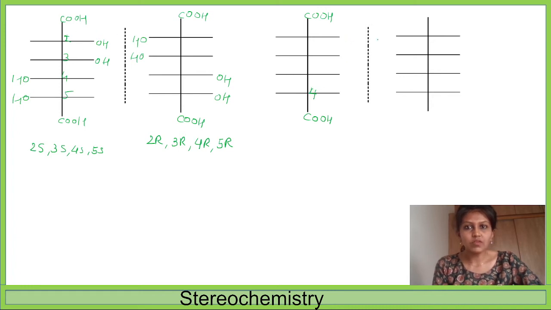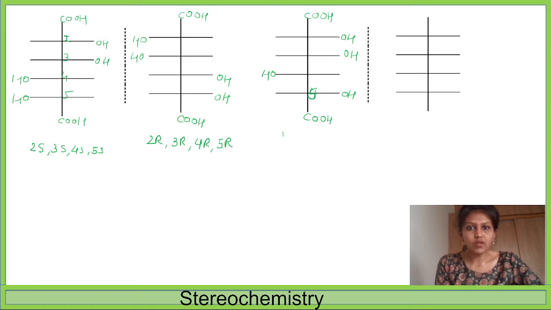We are comparing with the first one. So OH, OH, OH and OH. I change the position at carbon number 5. Sorry, this is the carbon number 5. So its configuration only changes at carbon number 5.